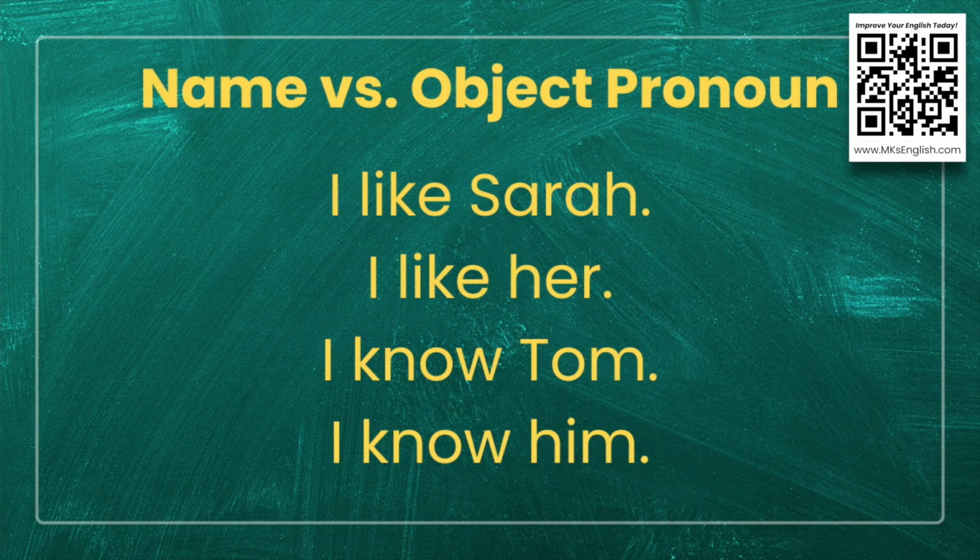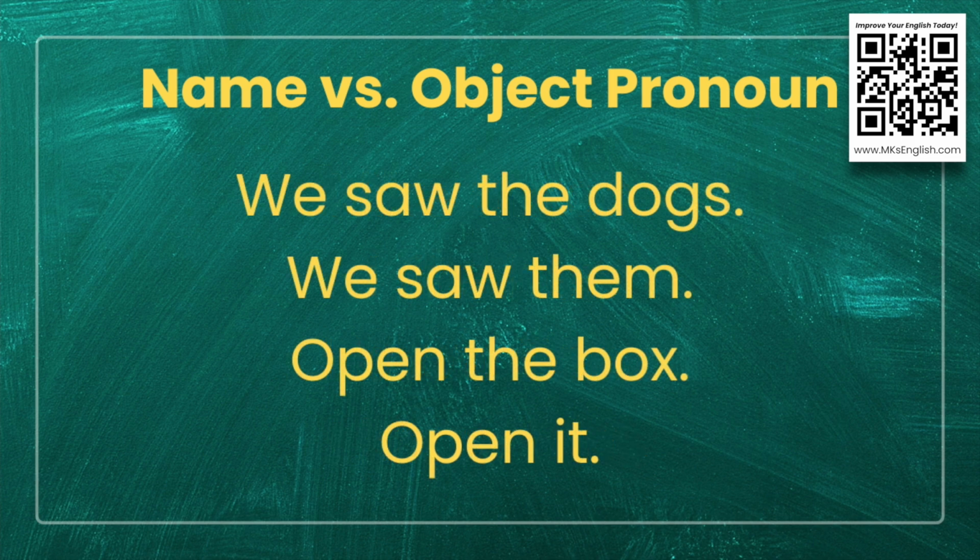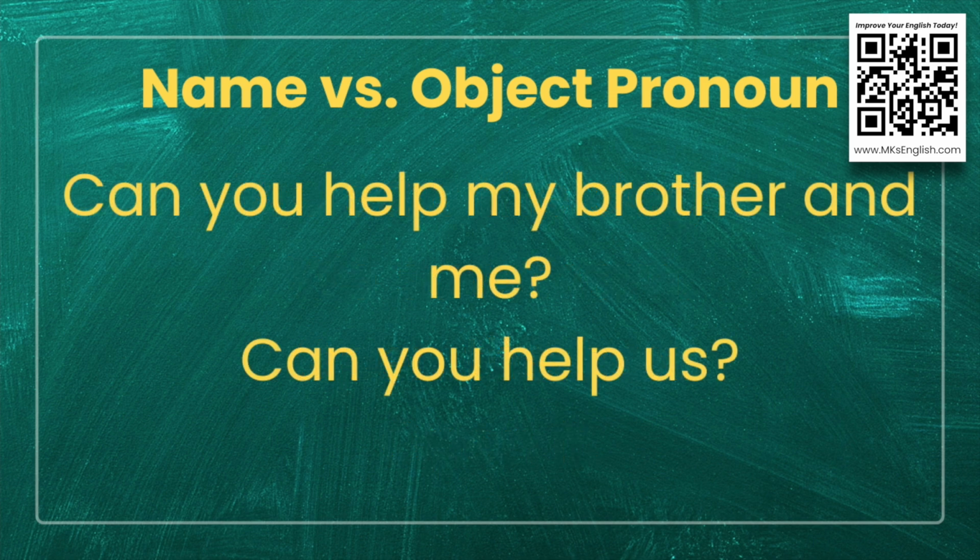So listen to these pairs. I like Sarah. I like her. I know Tom. I know him. We saw the dogs. We saw them. Open the box. Open it. Can you help my brother and me? Can you help us? Notice how the second sentence always sounds shorter and more natural.